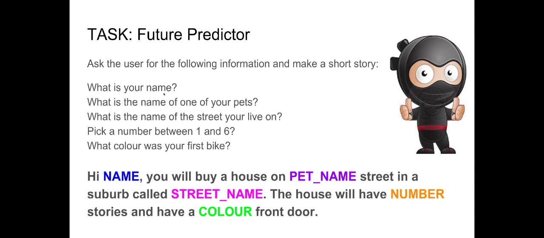So if we enter their name, such as Marston, it says, "Hi, Marston, you'll buy a house on..." and then a pet name. "So what is the name of one of your pets?" And then we'll display that in here. At the end of the project, you can ask the user a whole series of questions and get the responses, but the responses will be without the colors.